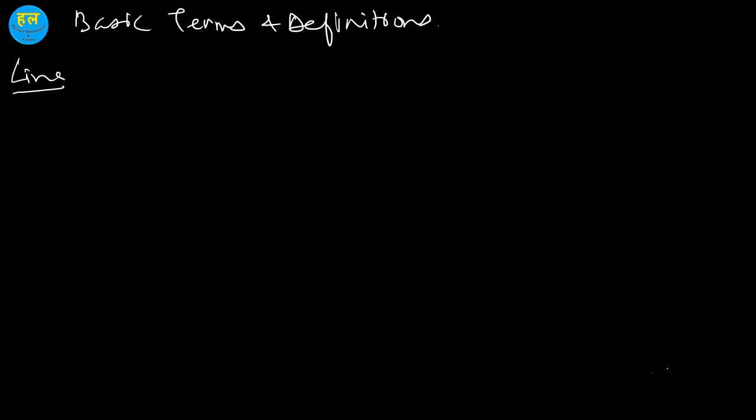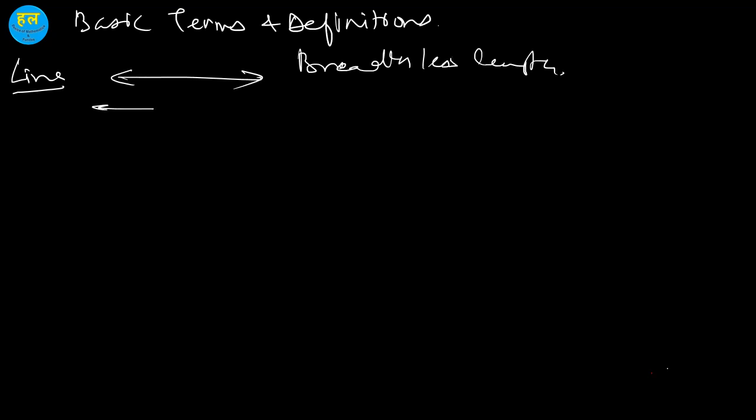We will start with basic terms and definitions. Let's start with line. Line is, we all know from the Euclid's geometry, that it is breadthless length. And it can be extended on either side indefinitely, infinitely. Okay, so this is our line.